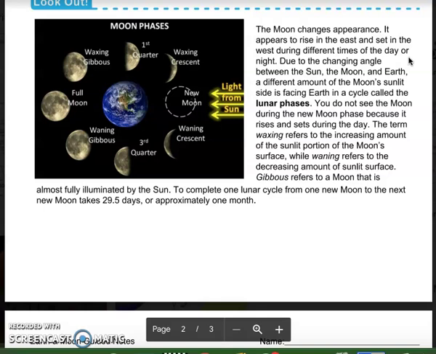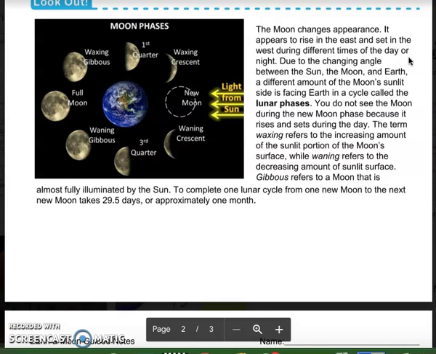Due to the changing angle between the sun, moon, and earth, a different amount of the moon's sunlit side is facing earth in a cycle we call lunar phases or moon phases. Okay, but we say lunar so we can be scientists.